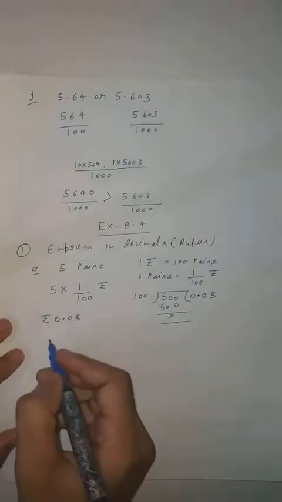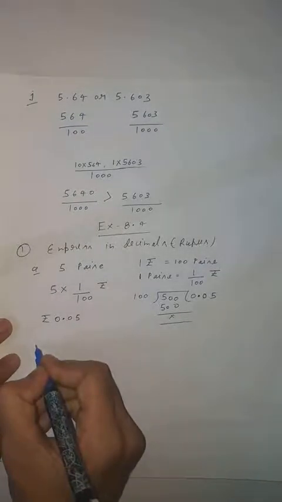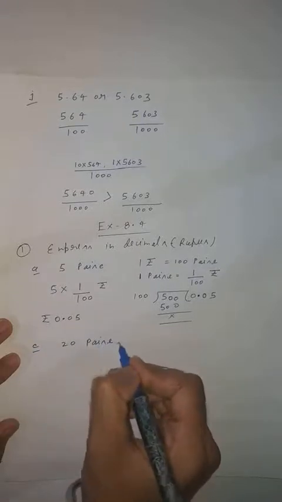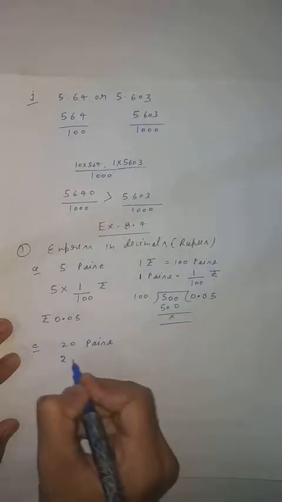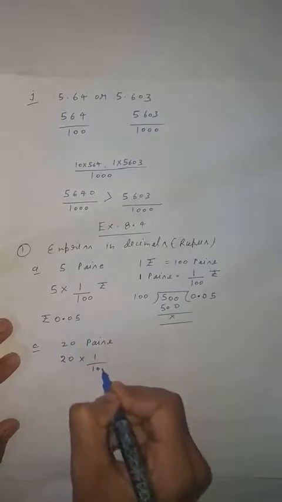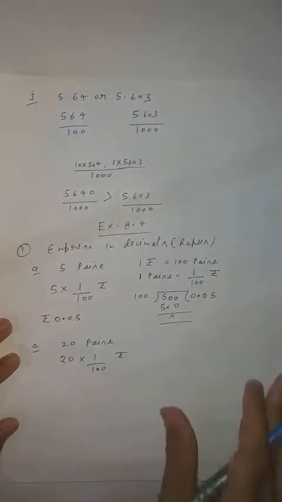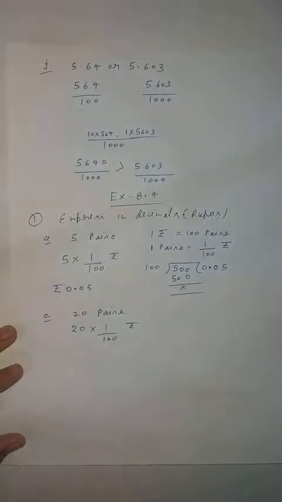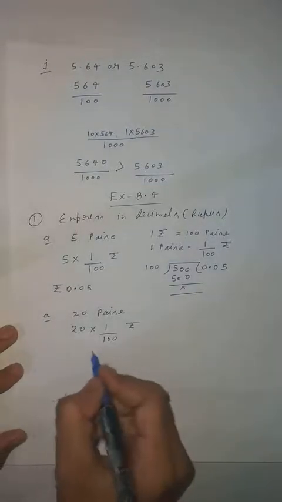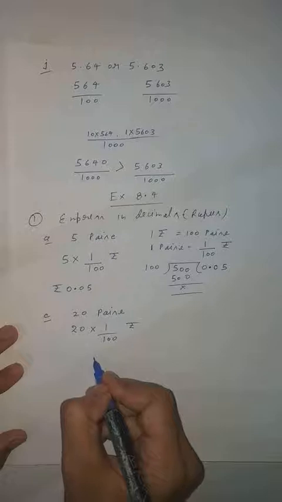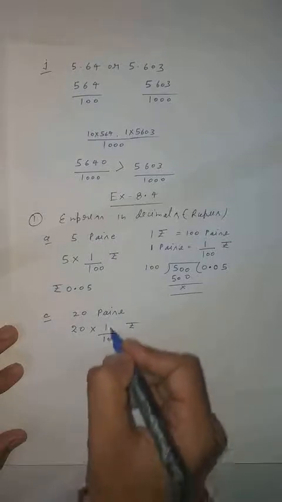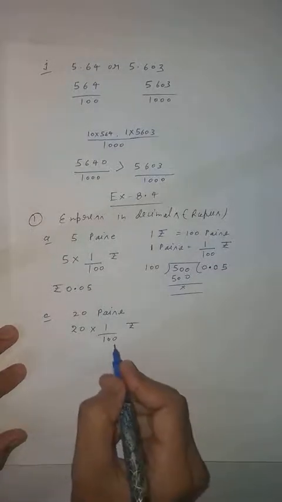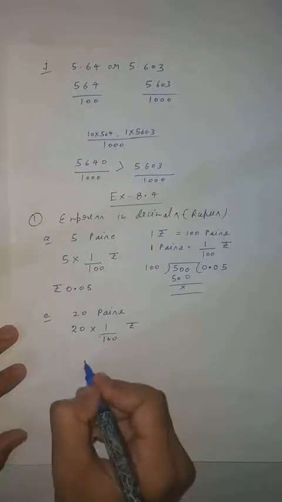Now let us try the second question. The question is given like 20 paise. Clear? The same process you have to apply. You know that 20 multiplied by what? 1 upon 100 rupees. Clear? There is no need of division, because you know the rule that 20 is given, meaning after the decimal there should be only 2 digits. So write down 20. It means after the decimal there should be 2 digits. So write down 20.